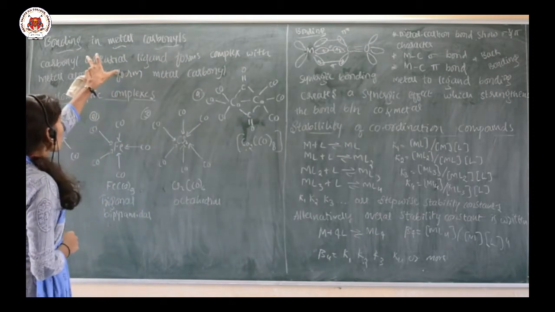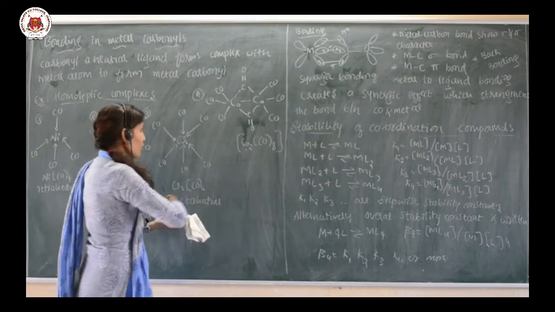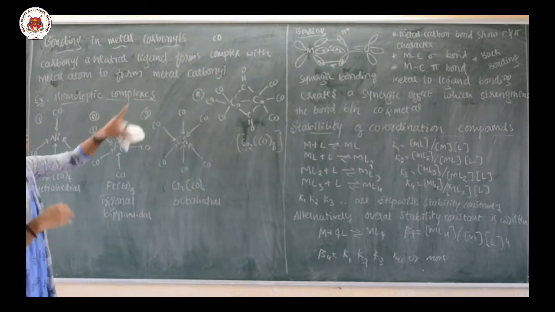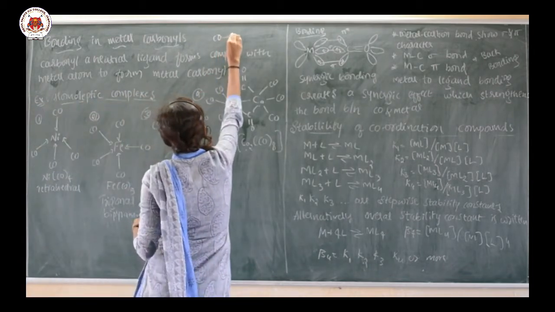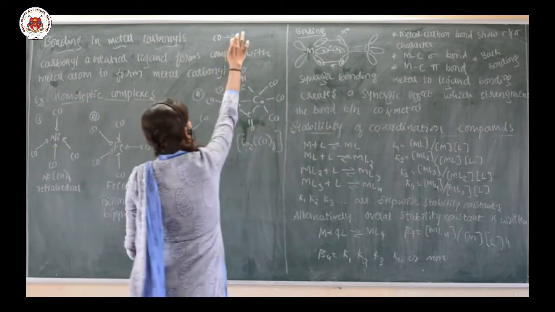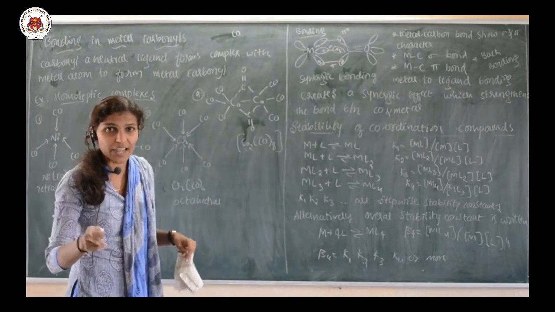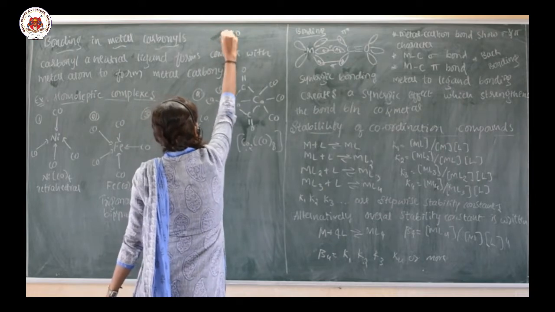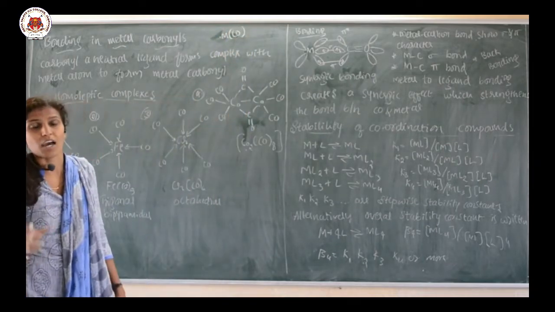So what are metal carbonyls? Here the carbonyl, that is CO, acts as a neutral ligand. When this neutral ligand forms a complex with the metal, there is a formation of the metal carbonyl. The carbonyl acts as a ligand, forms a bond with the metal, and the complexes of this type are nothing but metal carbonyls.